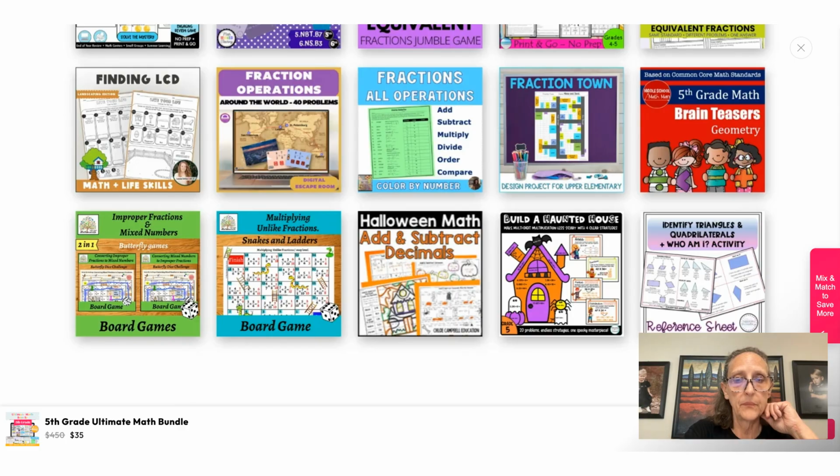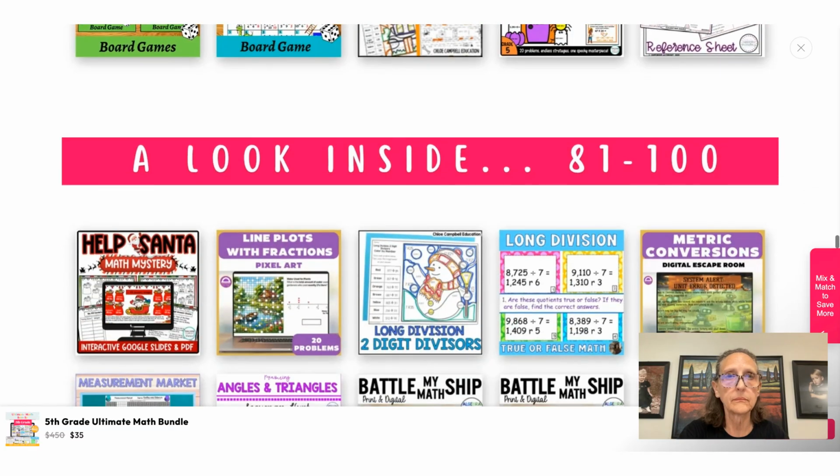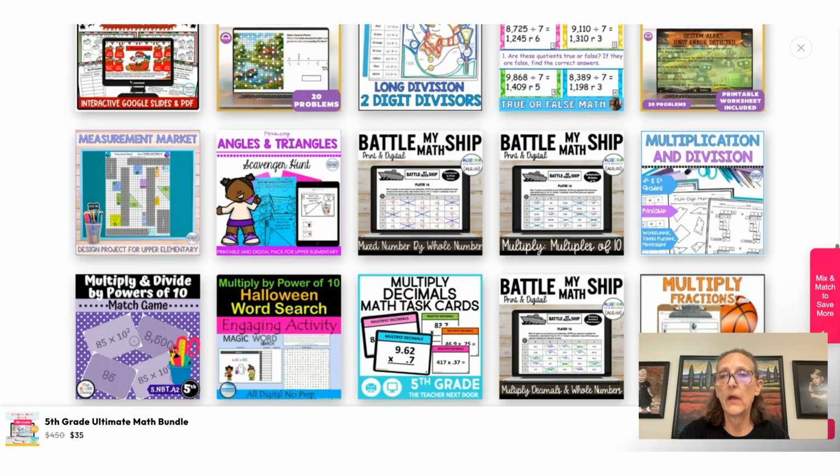And it will have a problem and tell you how long the different streets are, how big the different stores, houses, school, hospital, all of it. And kids have to solve the problems in order to design their fraction town. All right, let's see what else. Oh, and then measurement market, same idea.